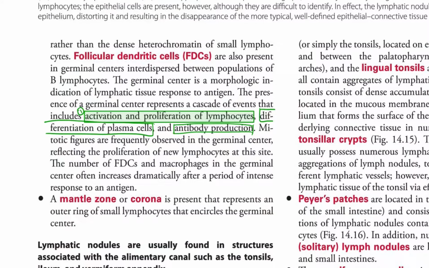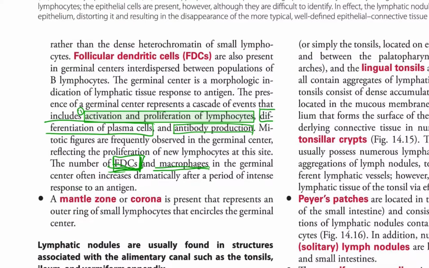The number of follicular dendritic cells and macrophages in the germinal center often increases dramatically after a period of intense response to an antigen. Actually, follicular dendritic cells don't present any antigens, but macrophages do. So we will find them both in this area during an intense response to an antigen. Follicular dendritic cells are there to help differentiation of plasma cells.